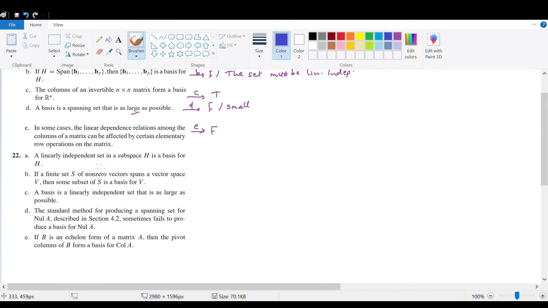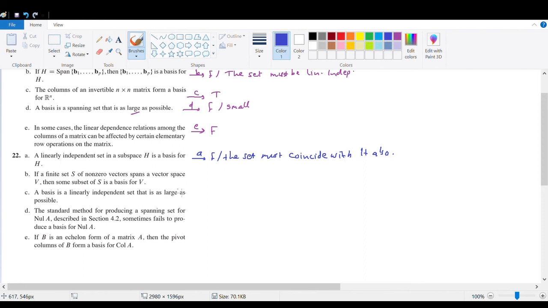So now for 22A, a linearly independent set in a subspace H is a basis for H. This one is false. We said also we need the set to coincide with H. So A is false. The set must coincide with H also.